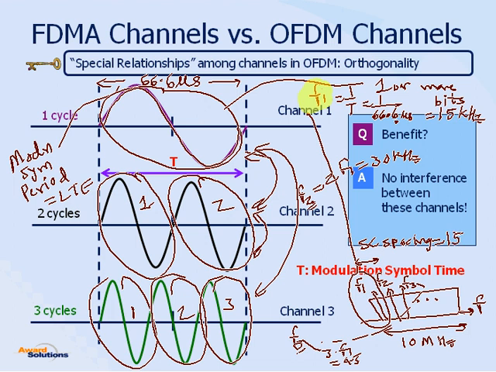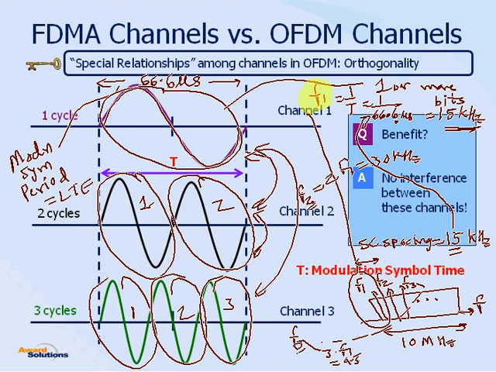In LTE, it is rock solid fixed, cannot change it. Not 13, not 14, exactly 15, because the modulation symbol period is always fixed to be 66 microseconds, and 1 divided by that, you will get the spacing 15. So in summary, we have 66.6 microseconds as the modulation symbol period, and 1 divided by that number, 15 kilohertz, is the subcarrier spacing.